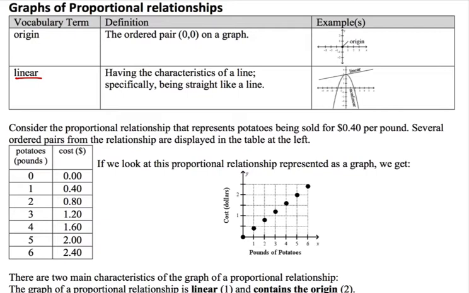Having the characteristics of a line, specifically being straight like a line. And over here I've given an example of linear, it's a straight line, and this one right here is non-linear, meaning not a straight line.